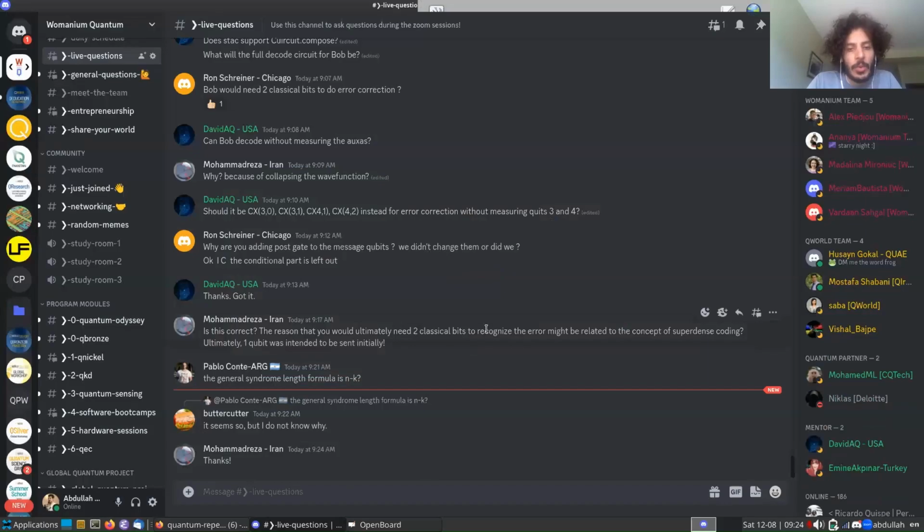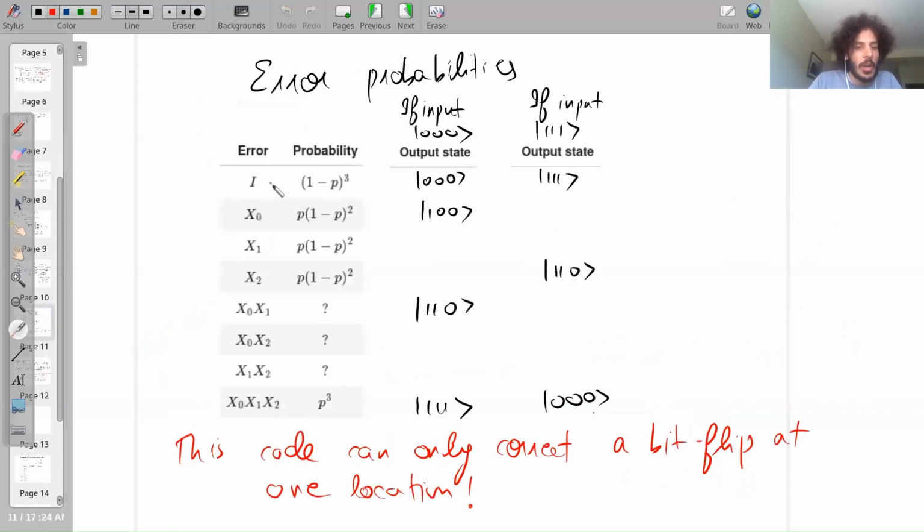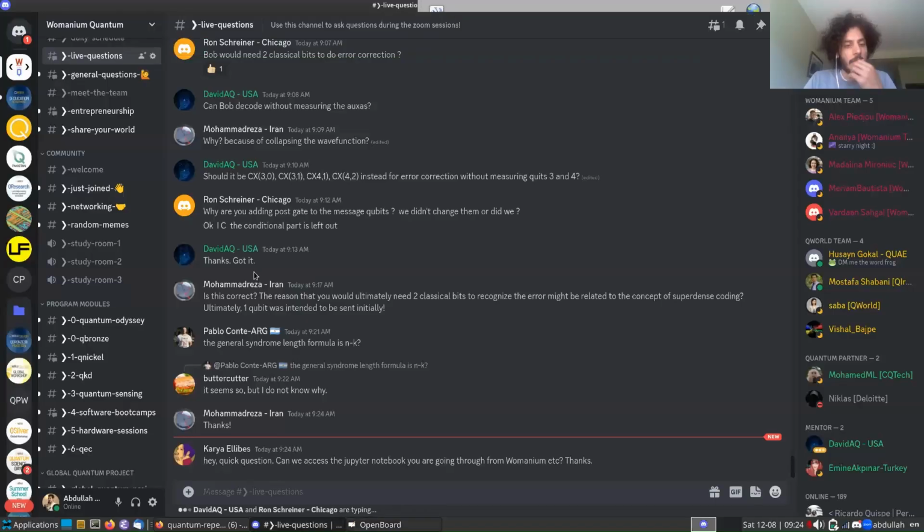The reason that we need 2 classical bits is that there are 3 qubits here. The error could have occurred on any of these 3 qubits, or you could have identity. These are the 4 possibilities that you have of detectable and correctable errors. To distinguish between 4 possibilities, you need 2 bits. That's the easiest way of thinking about it, right? So 4 possibilities, 2 bits. And then the general syndrome length formula is n minus k. Yes, the syndrome will always be n minus k, at least for the code we study.